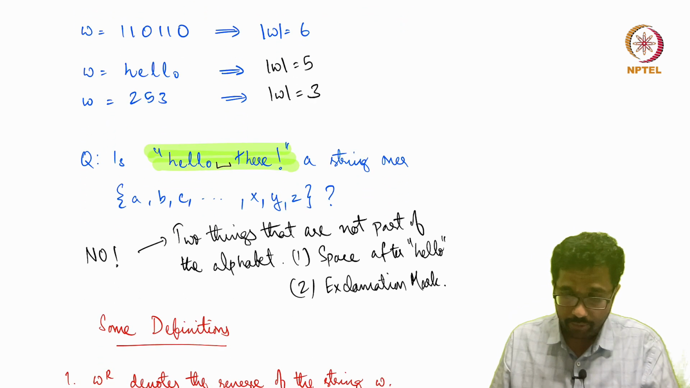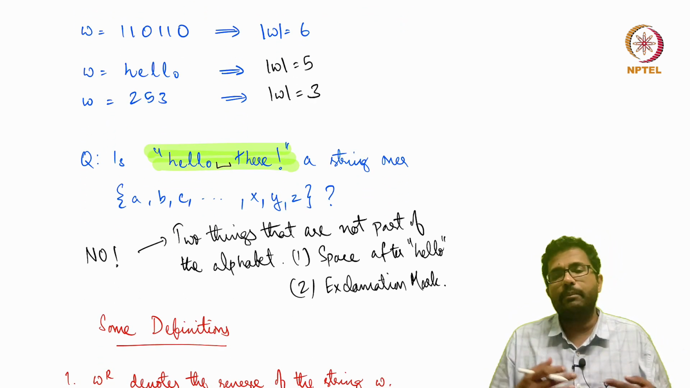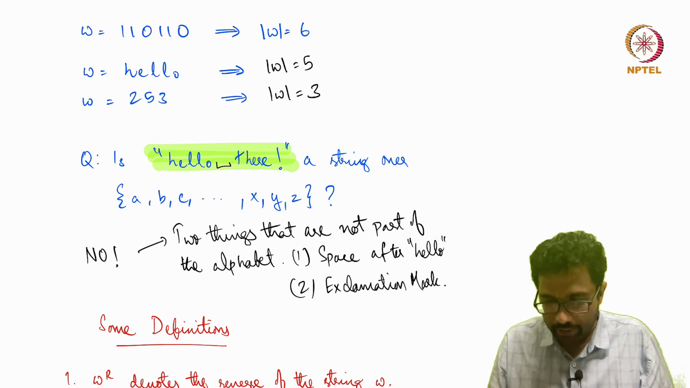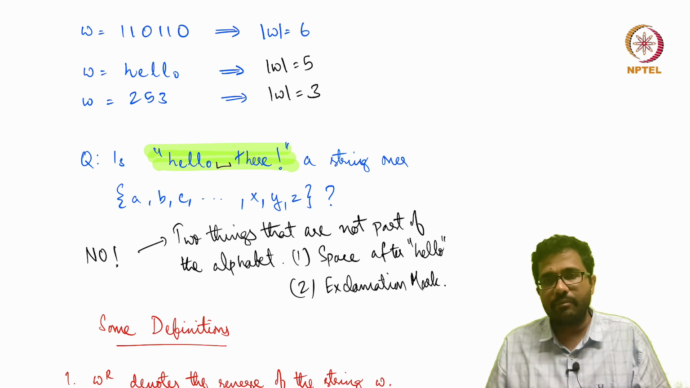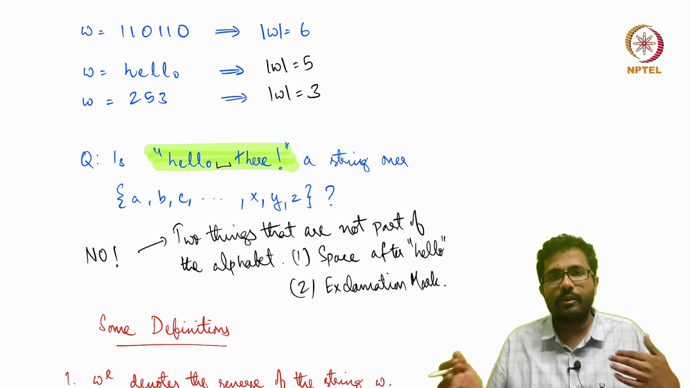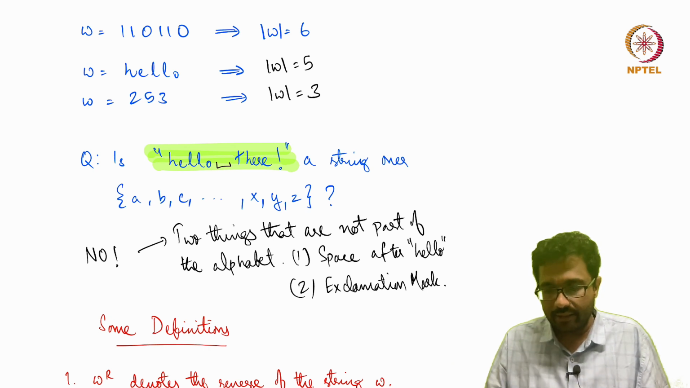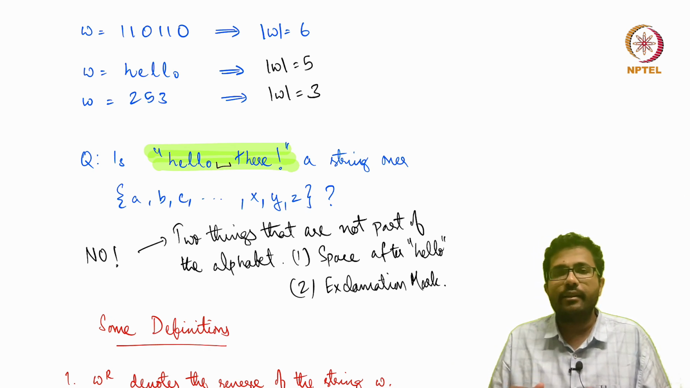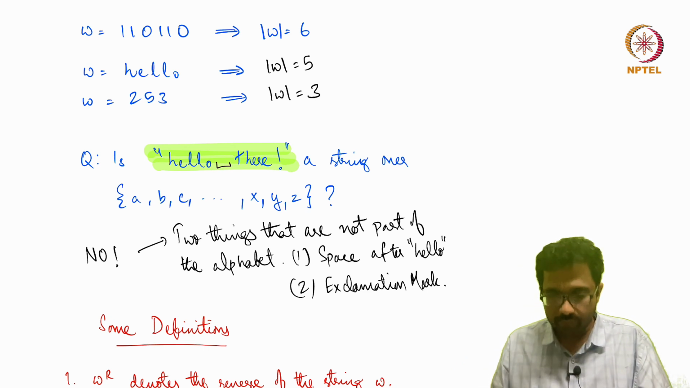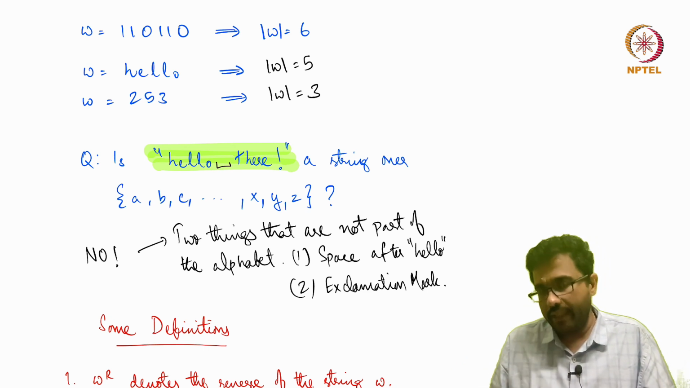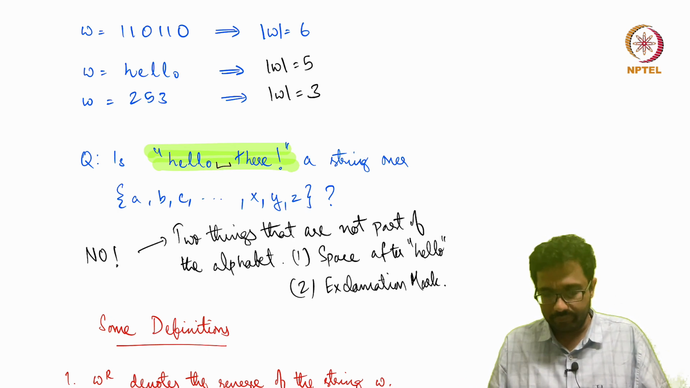But we can consider it to be part of an alphabet where we had all of this along with space and exclamation mark. If there is a bigger alphabet with space and exclamation mark as part of it, then this can be considered a string over that alphabet, but not over this alphabet alone. So we can expand the alphabet to make this string over that alphabet.